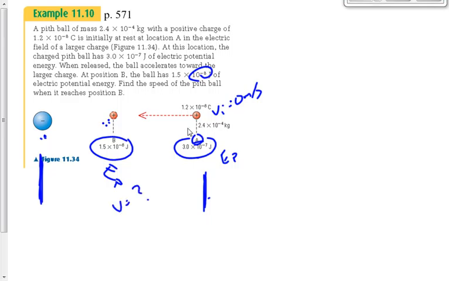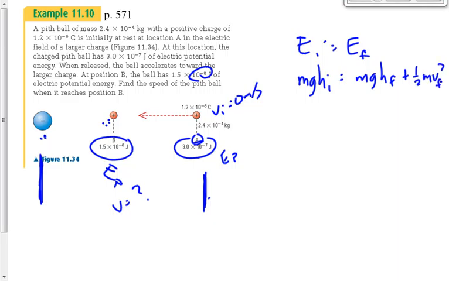This pith ball is speeding up. That's like a car going down a hill. If a car goes down a hill and it starts at rest, we know that it starts out with potential energy, mgh. Part way down the hill, the car has potential energy, but it also has kinetic energy.